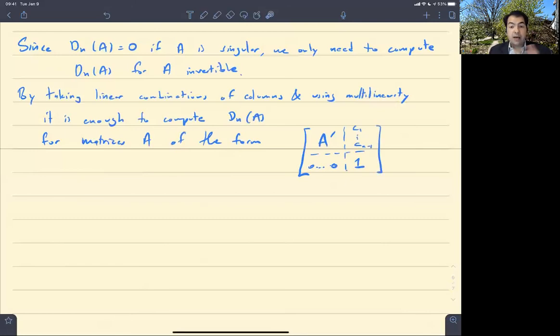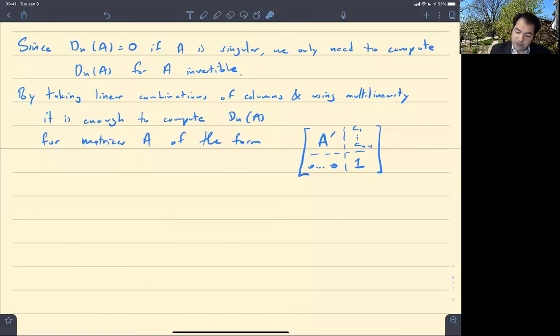So if you give me any n by n matrix and it is invertible, then by taking linear combinations of the columns, we can arrange for the final row to just be zeros and then a 1. Right, this might involve switching the order of columns. I'm okay with that. But you can get to something that looks like this. So if you can compute d_n of A for matrices that look like this, then you can compute d_n of A for arbitrary matrices, just using alternating and multilinear.